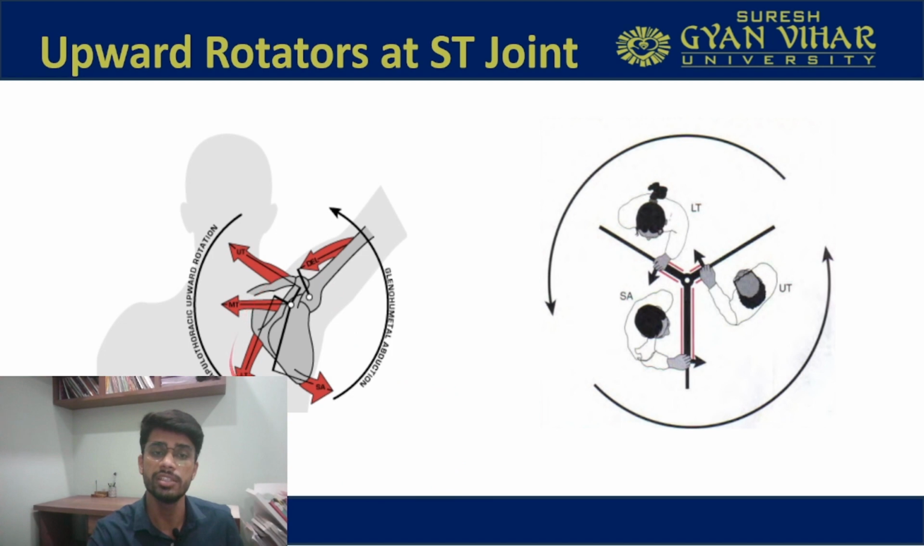Over here you can see this is the scapula and it is upwardly rotating. In upward rotation, your serratus anterior line of force is like this, and your lower trapezius line of force is this, and this is your upper trapezius line of force. Basically these three, and this is your middle trapezius line of force, this is your deltoid line of force.